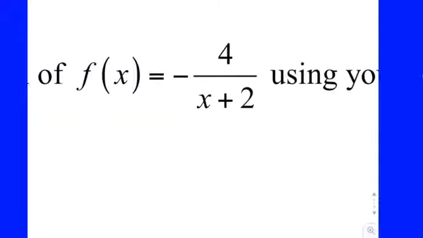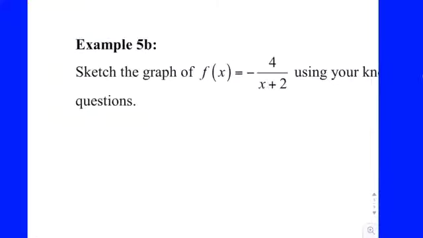We have the function f of x equals negative 4 over x plus 2. I want to analyze the limits on either side of the vertical asymptote. So we're going to do it two ways. First of all, we're going to do it by sketching the graph because I'm going to review parent functions and transformations with you. Okay? So here we go. This should be review. If not, learn it because I'm teaching it to you.